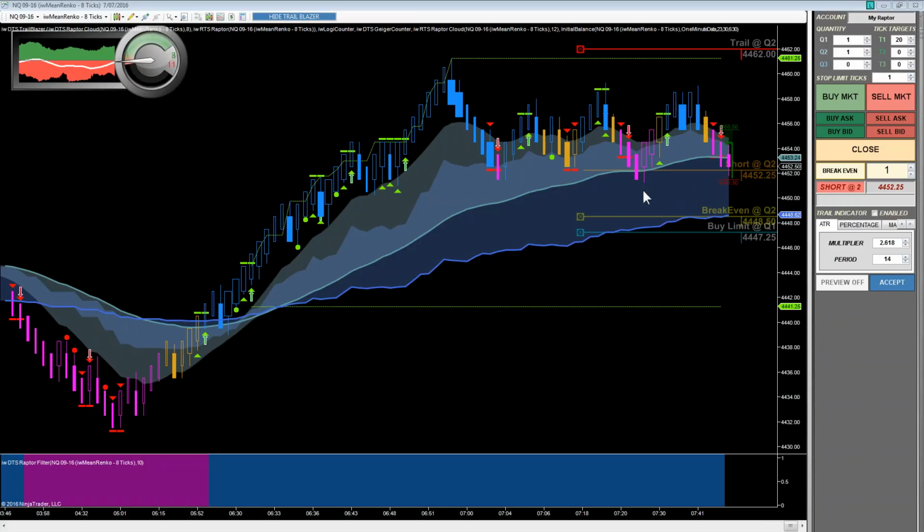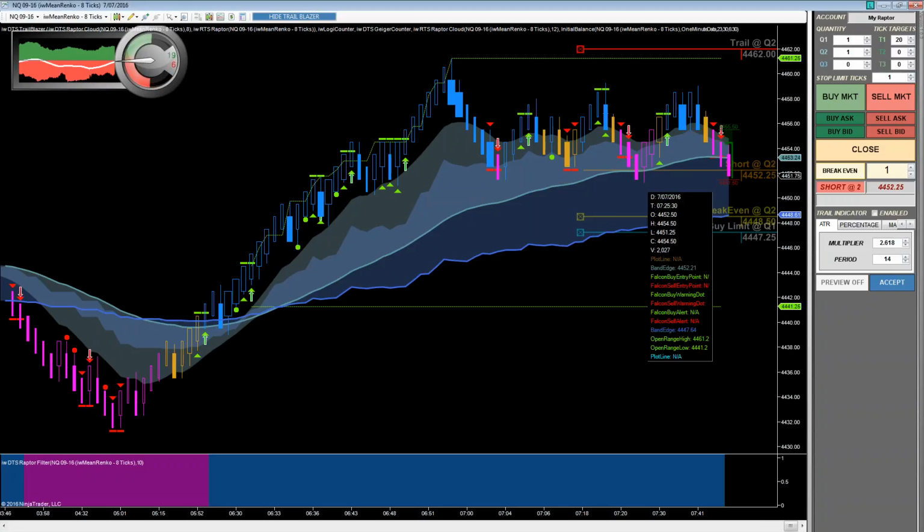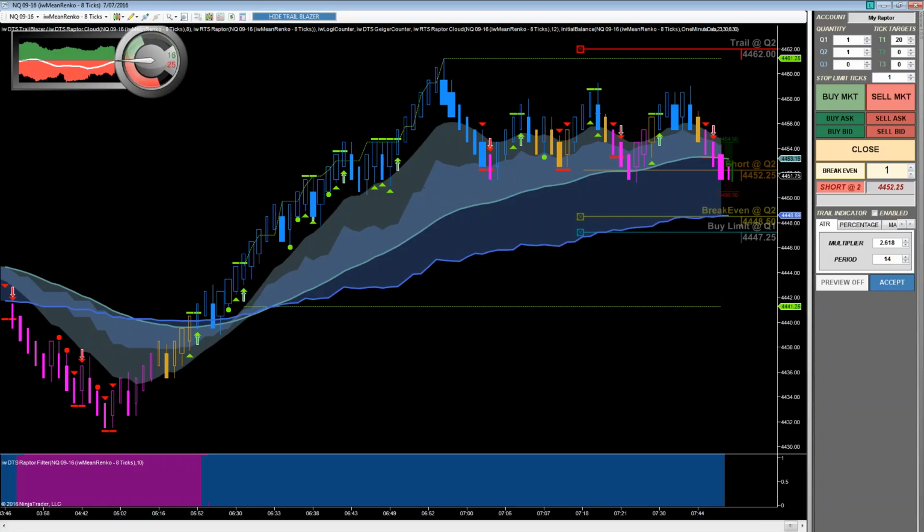Okay. Well, what we're looking for here is a breakdown below this low here, 44.49. 44.51 quarter, that's what we need to take out. And we're just hovering at 44.51 half. There we go, we got the half. Still on the half. Still on the half.